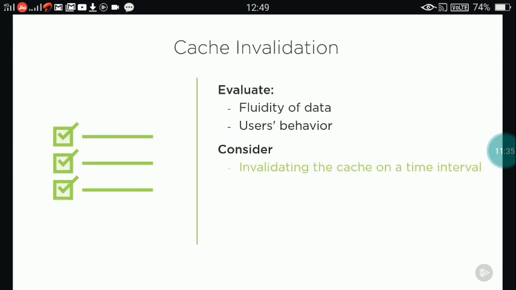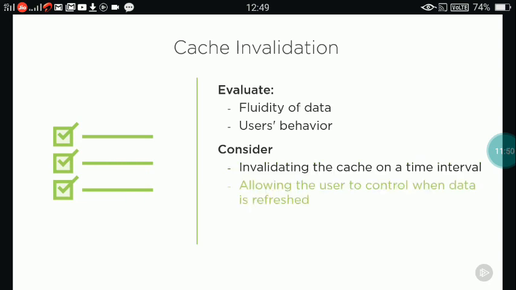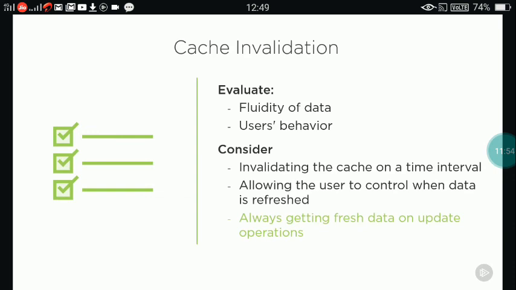Consider invalidating the cache after some time interval based on the data fluidity and application usage. For example, every 10 minutes or once an hour. Take care that you don't refresh the display with updated data while the user is working with that data. Consider allowing the user to control when the data is refreshed. Consider always getting fresh data on update operations to minimize an update to stale data. Now we're ready to tackle more complex operators for mapping higher order observables.